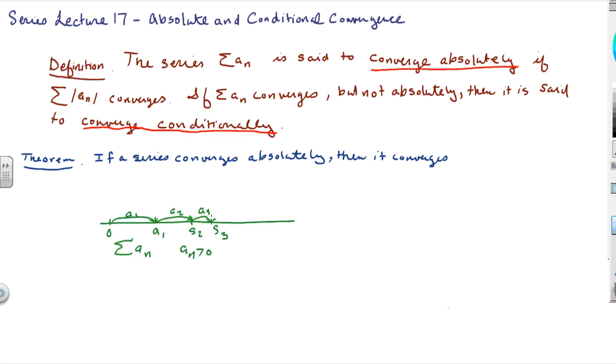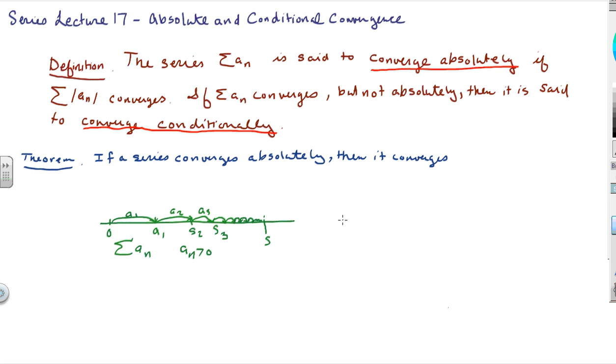And it could be that this thing just gets bigger and bigger and bigger, goes off to infinity, or it could be that these things go to zero so quickly that in fact it goes to some limit here, which we call S. It depends on how quickly those terms are going to zero.